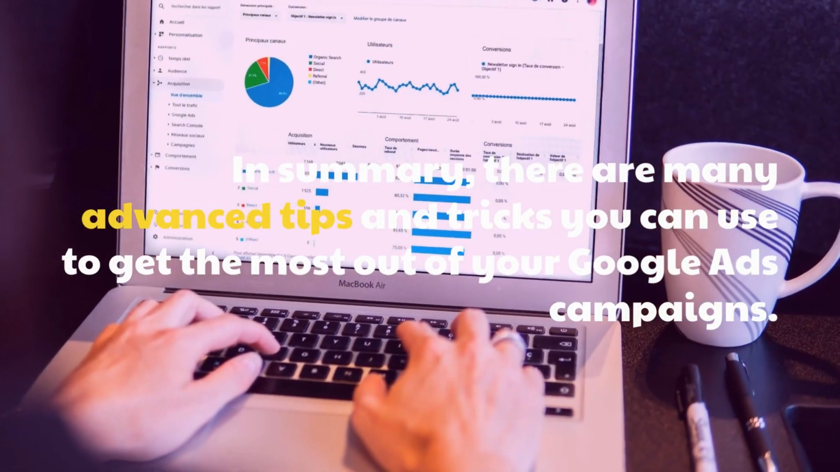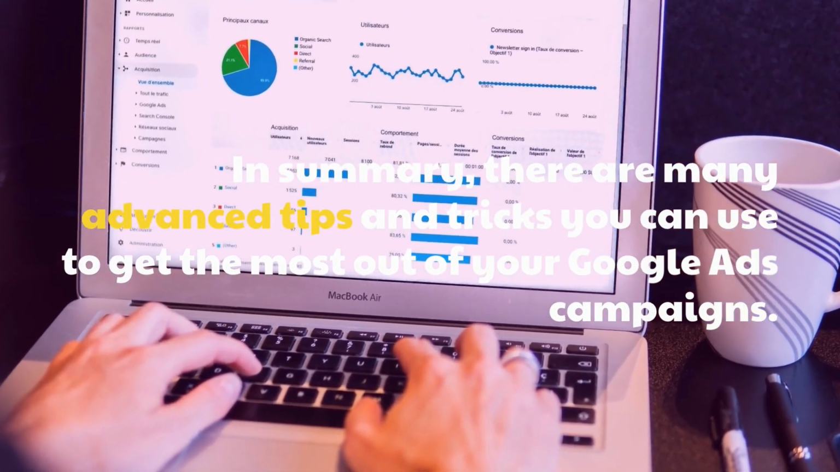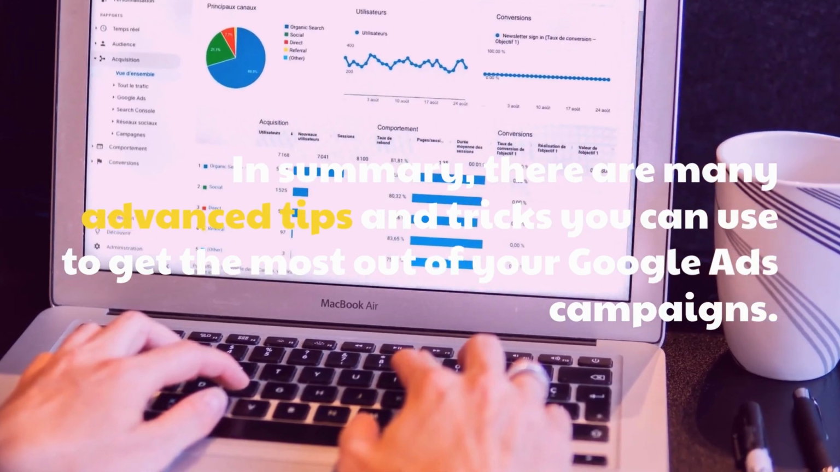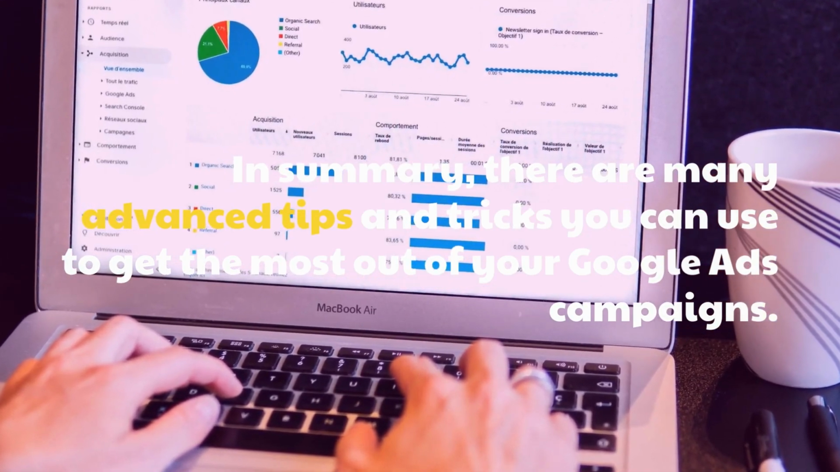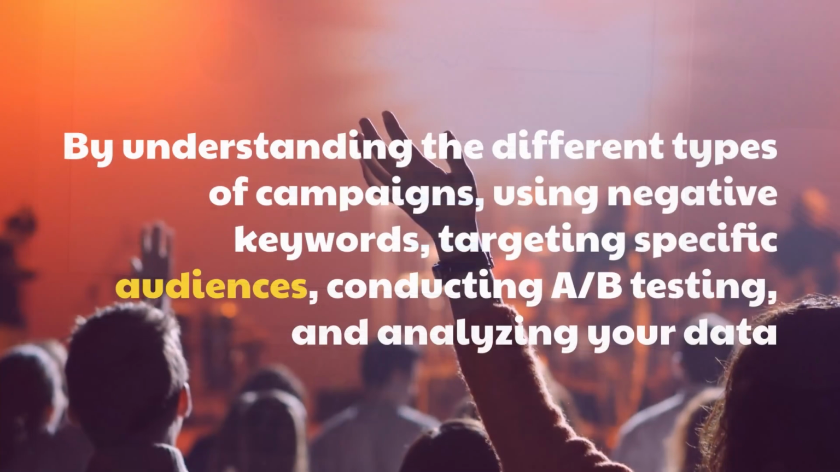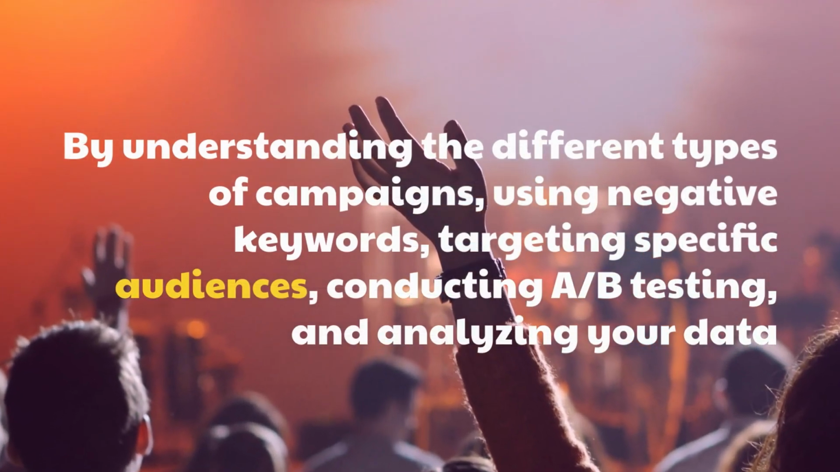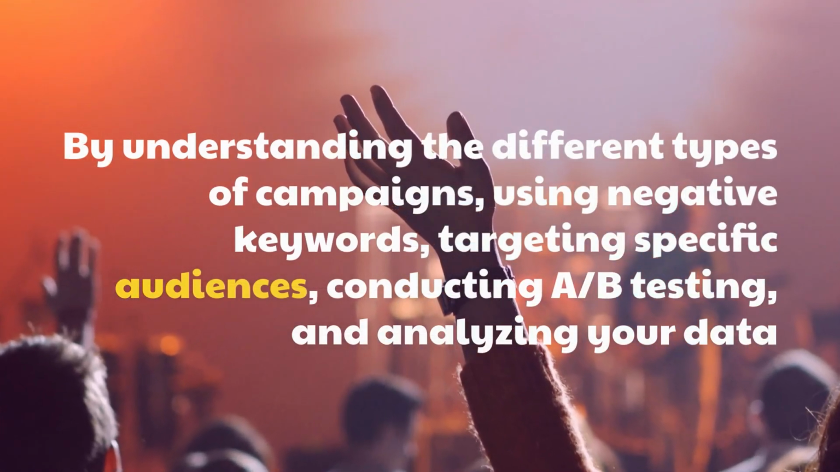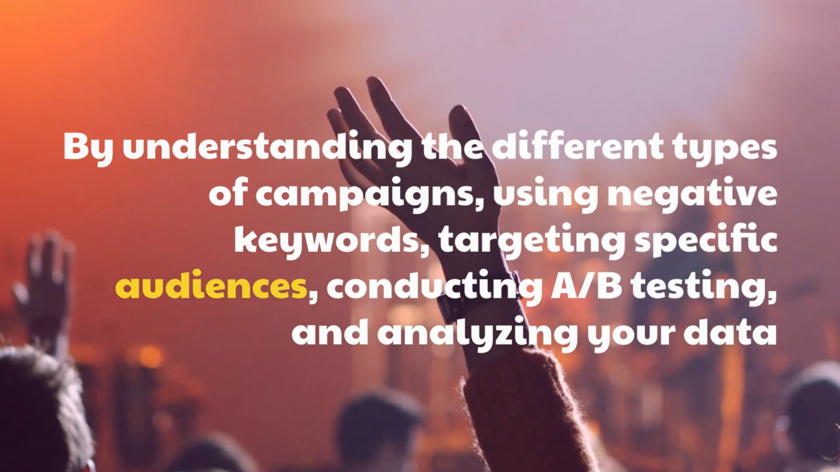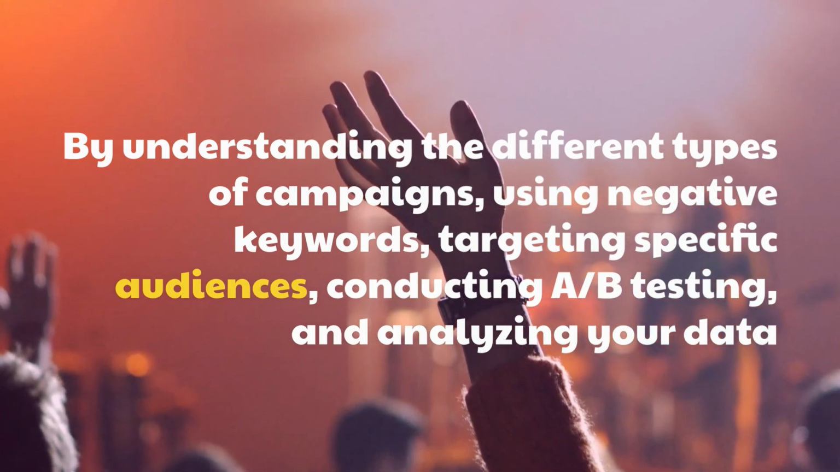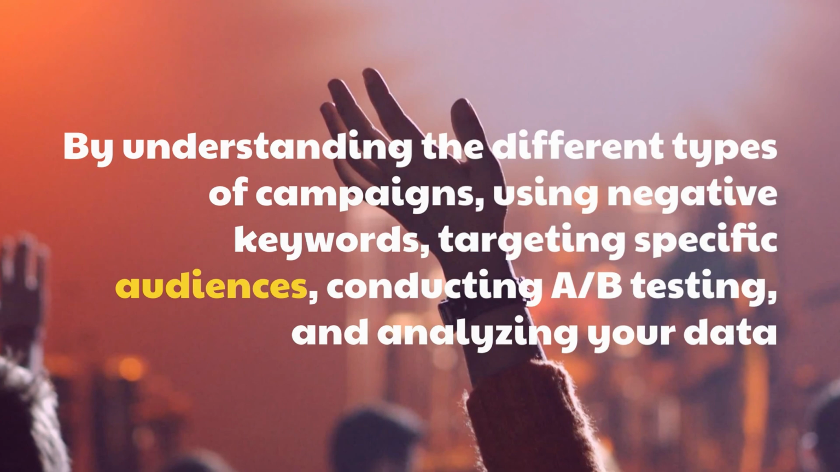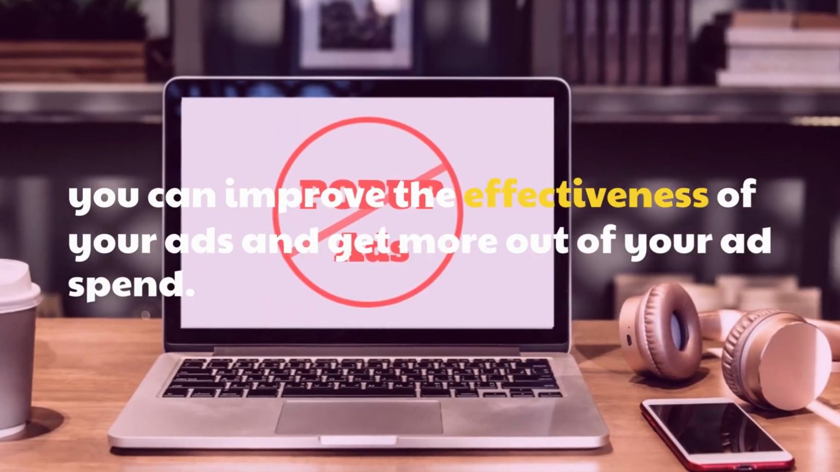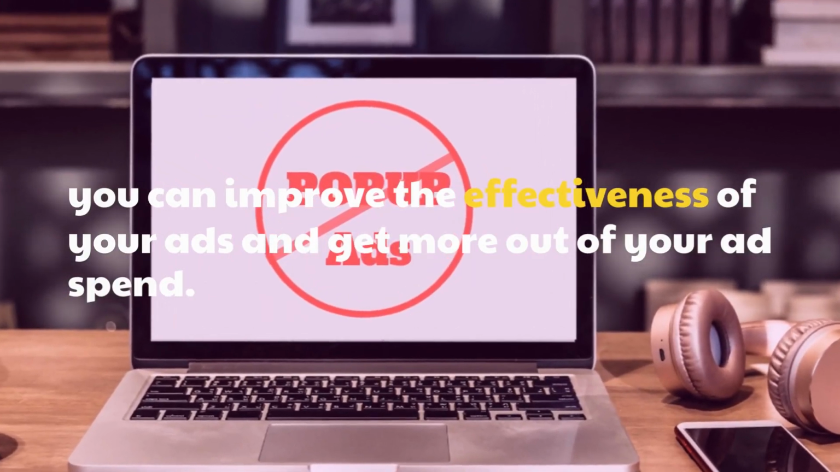In summary, there are many advanced tips and tricks you can use to get the most out of your Google Ads campaigns. By understanding the different types of campaigns, using negative keywords, targeting specific audiences, conducting A/B testing, and analyzing your data, you can improve the effectiveness of your ads and get more out of your ad spend.